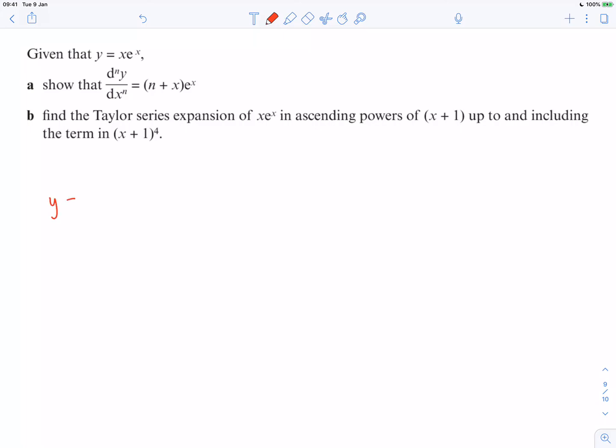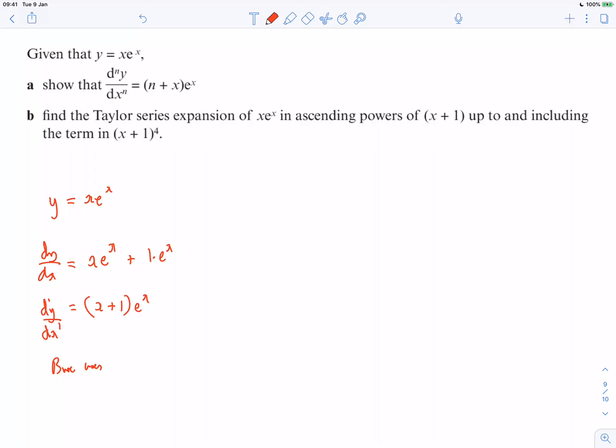So if y equals x e to the x, let's differentiate it once. Just by the product rule, x stays as its own, and e to the x differentiates to e to the x, plus differentiate the x, which becomes a 1, times e to the x left alone. To tidy this up and factorise it, you've got x plus 1 times e to the x, which coincidentally matches when n is 1. You can treat this as a base case.